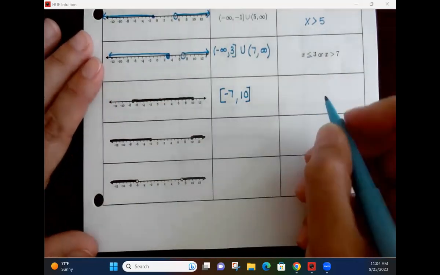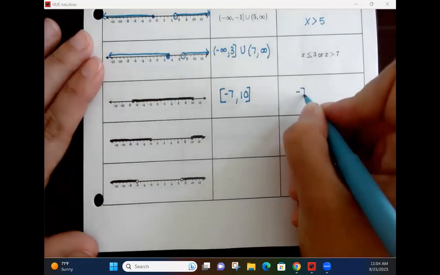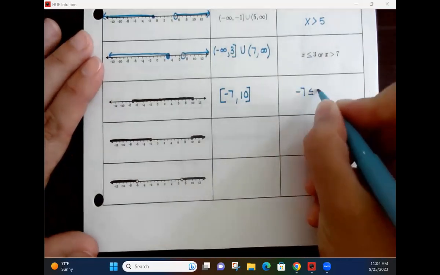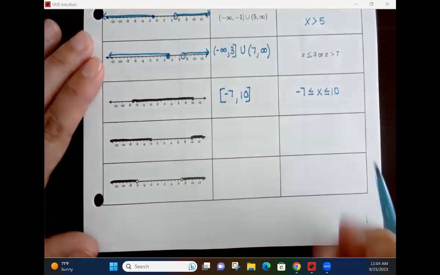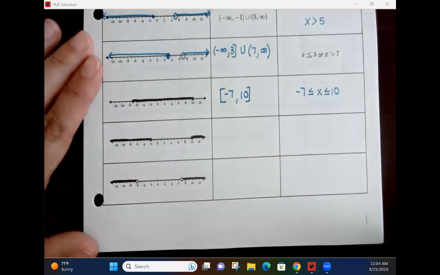In inequality notation, this would look like -7 is less than or equal to x is less than or equal to 10. Since they are filled in circles, these are or equal to.